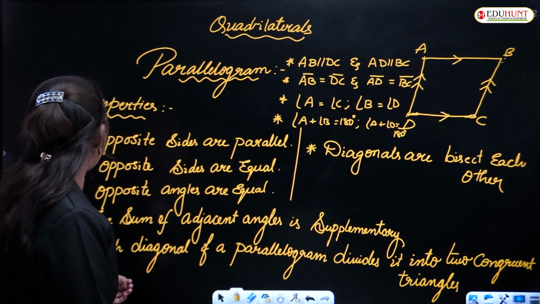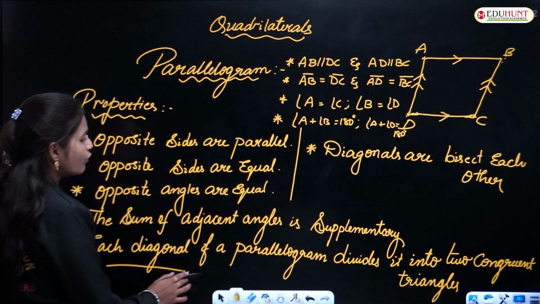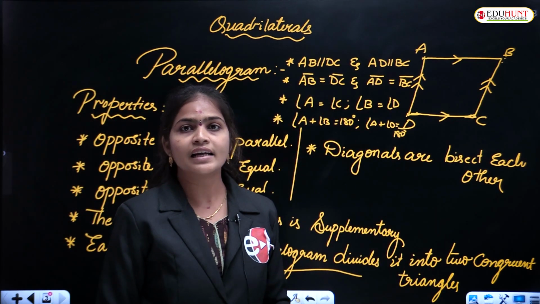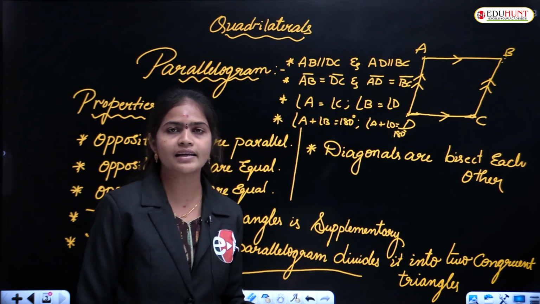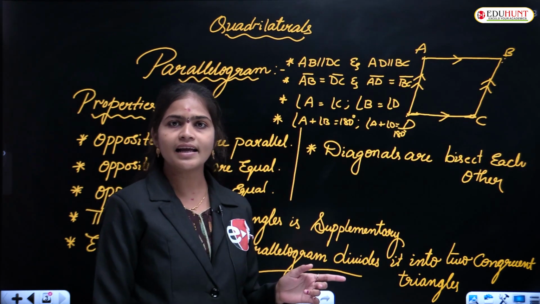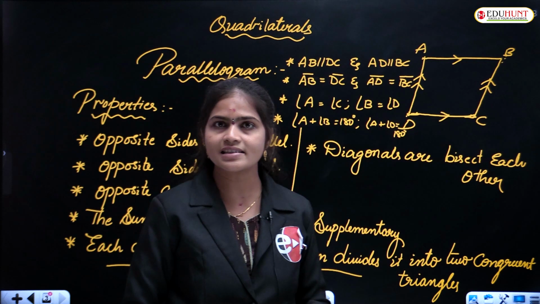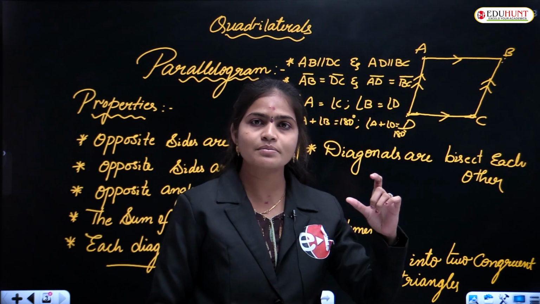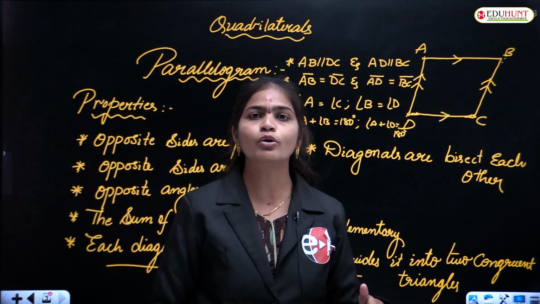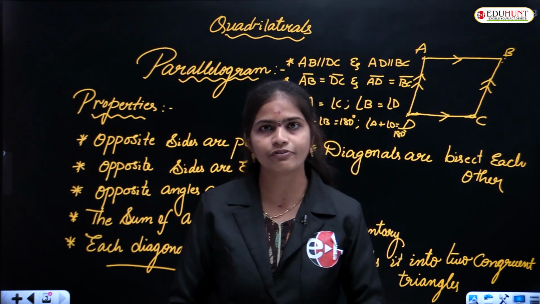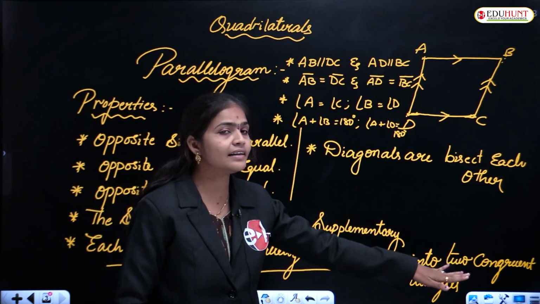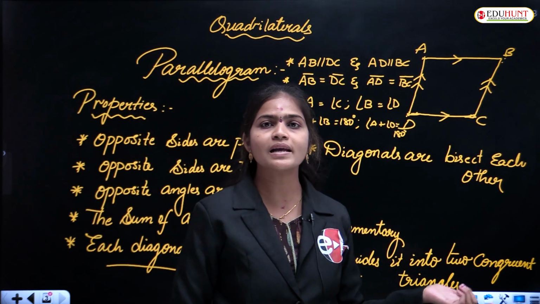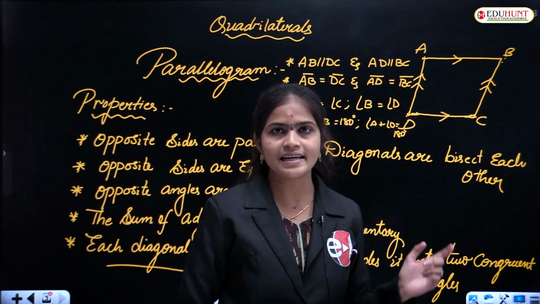Okay, children. So the next one is: each diagonal of a parallelogram divides it into two congruent triangles. So children, we discussed congruent triangles in the triangles concept, no? So congruent triangles means having the same size and same shape, then only we call them congruent figures. So those two triangles have the same shape, as well as equal size.